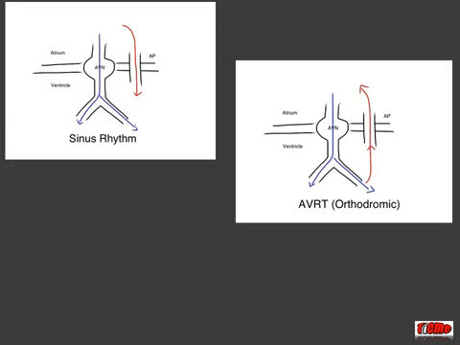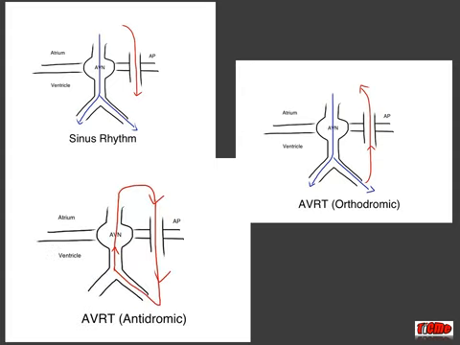In orthodromic AVRT, which is narrow complex, you go down the AV node and re-enter via the accessory pathway. And in antidromic AVRT, like we saw in the last example, the patient depolarizes and then enters the ventricle via the accessory pathway and re-enters via the AV node. Remember, this is more dangerous because the accessory pathway does not have the inherent properties of the AV node to slow conduction. So antidromic AVRT.